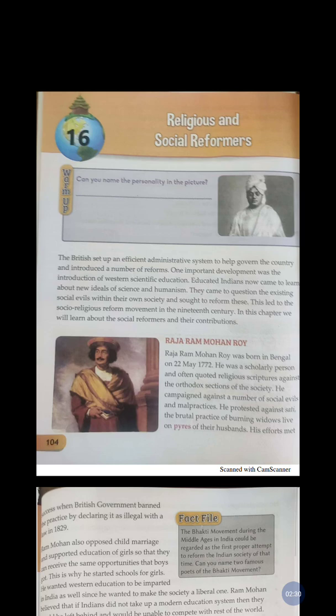Now students, in this chapter we will learn about the social reformers and their contributions. So the first social reformer we're going to learn is Raja Ram Mohan Roy. Raja Ram Mohan Roy was born in Bengal on 22 May 1772. Where was Raja Ram Mohan Roy born? He was born in Bengal.